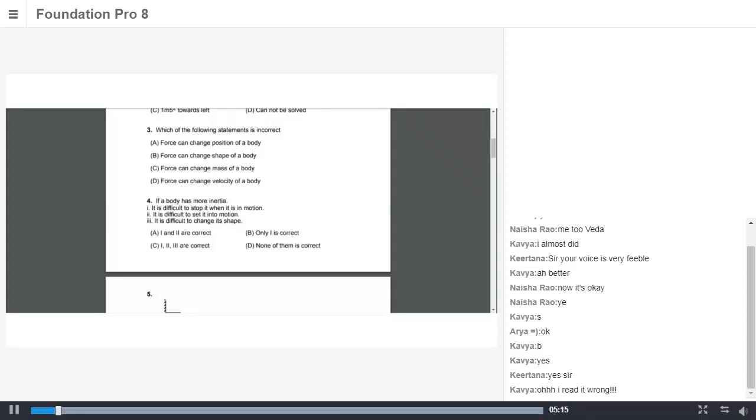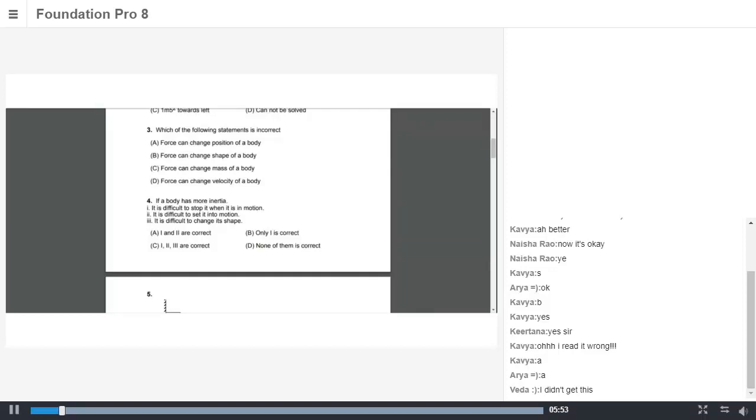If a body has more inertia, now what is happening? It is difficult to stop it when it is in motion, or it is difficult to set it into motion. It is difficult to change its shape. What would be the answer? If a body is having more inertia, what would happen? It's A, yeah. It's difficult to stop it and set it into motion. So if it is at rest, it's difficult to set it into motion, and if it is already moving, it is difficult to stop it, right?